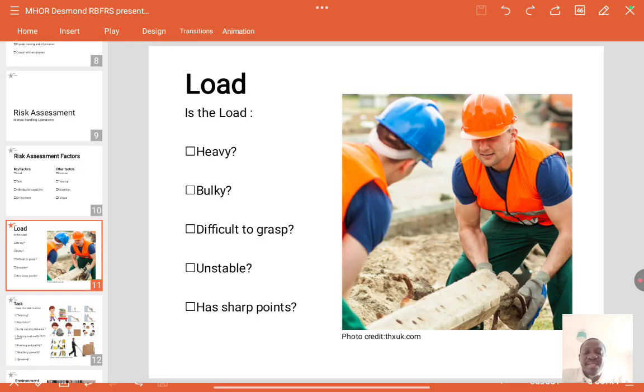Whether the load is heavy, whether the load is bulky, is it difficult to get hold of the load? Is the load unstable? Has the load sharp points? So these are reasonable questions that employees and the employer need to underline. So when you are doing a risk assessment, all these questions need to be asked so that you find out ways to reduce these risks.